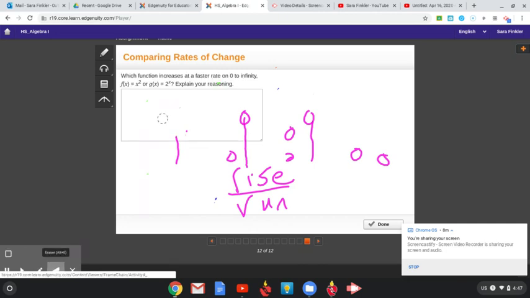Determine which function increases at a faster rate and explain why.